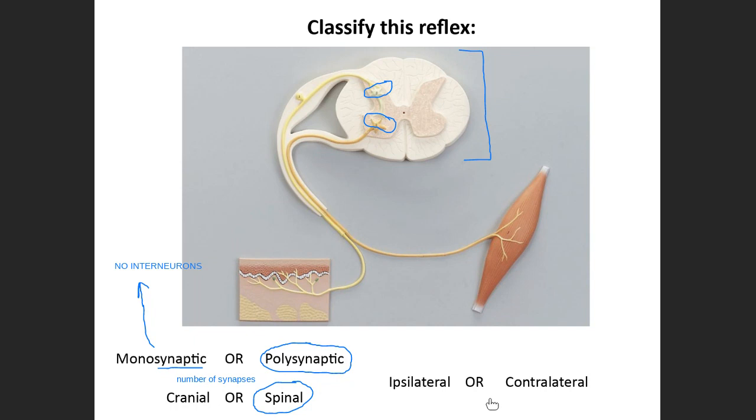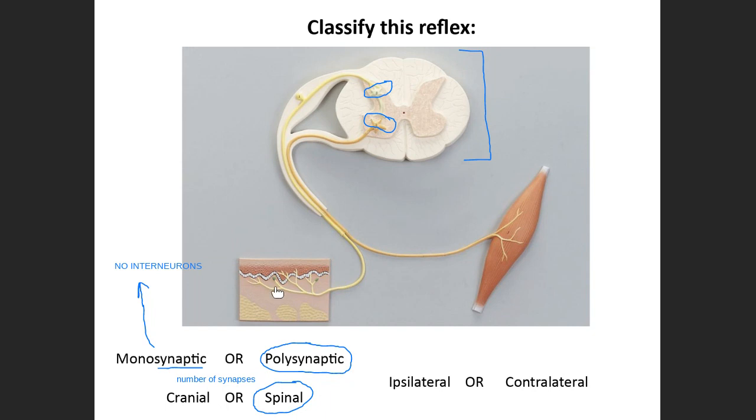What do these words refer to? Ipsilateral and contralateral. What does this even mean? When we talk about ipsilateral and contralateral, big picture, we're looking at where that motor information goes out. If something is ipsilateral, it goes out the same side as the sensory information came in. If something is contralateral, it goes out the other side from where that information came in.